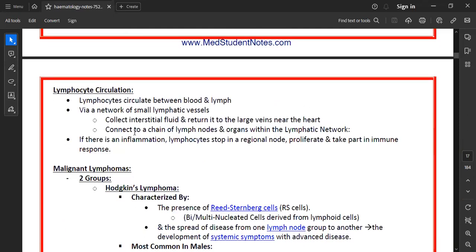So we'll go to the lymphocytes. Lymphocytes circulate between blood and lymph via a network of small lymphatic vessels. They collect interstitial fluid and return it to the large veins near the heart. They also connect to a chain of lymph nodes and organs within the lymphatic network. So if there's inflammation, the lymphocytes stop in a regional node, proliferate, and take part in the immune response in the area.